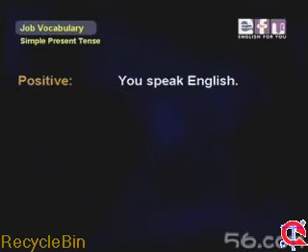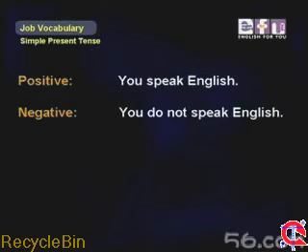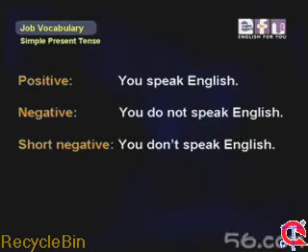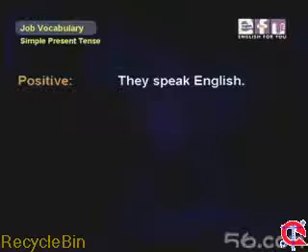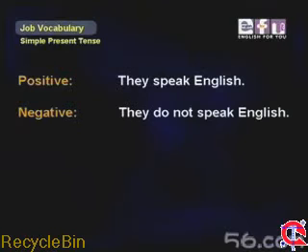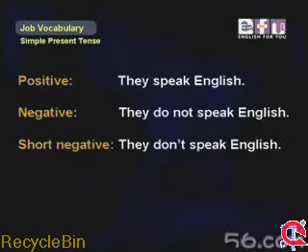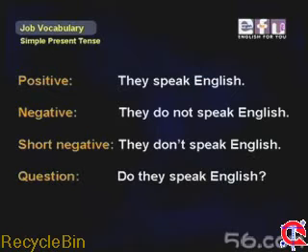Now for you. You speak English. You do not speak English. You don't speak English. Do you speak English? And finally, for they. They speak English. They do not speak English. They don't speak English. Do they speak English?